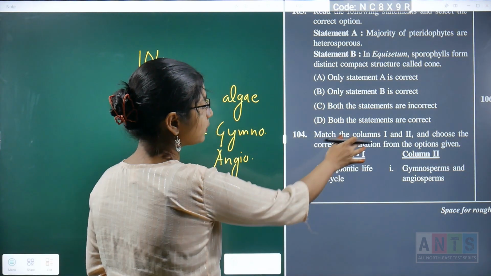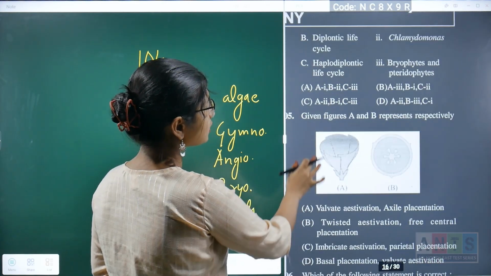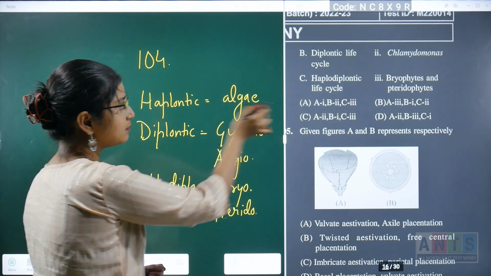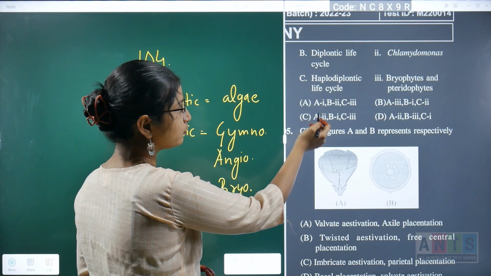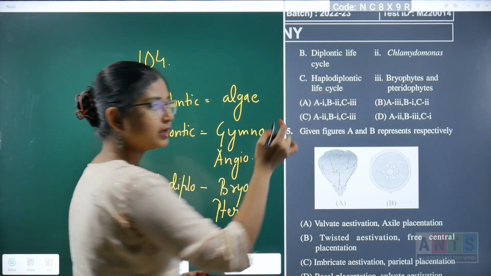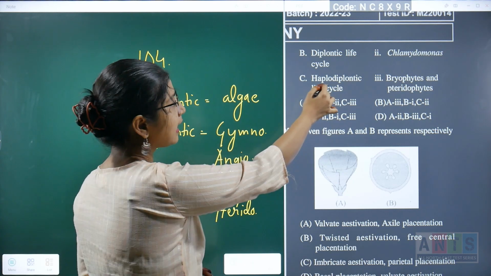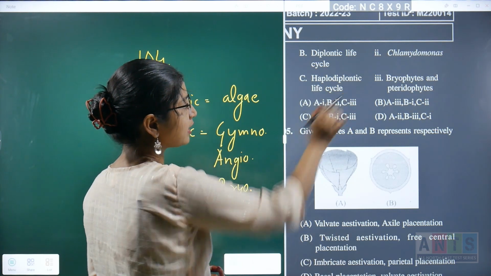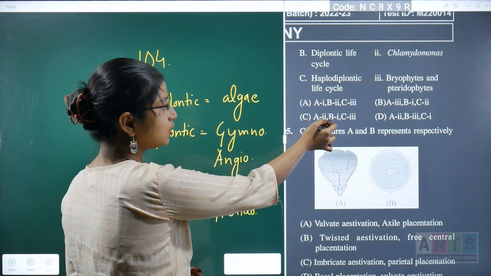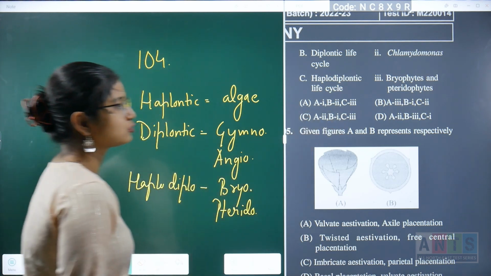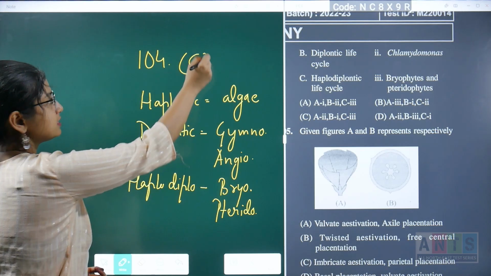So going by that, when we match it, haplontic life cycle A, this is matching up with Chlamydomonas. Algae में यहाँ पे specifically Chlamydomonas का example आ रहा है. So A2. Diplontic life cycle would be gymnosperms and angiosperms, which was 1. So B1. Haplodiplontic life cycle, that is bryophytes and pteridophytes. So A2, B1, C3. So the correct answer for question number 104 should be option C.